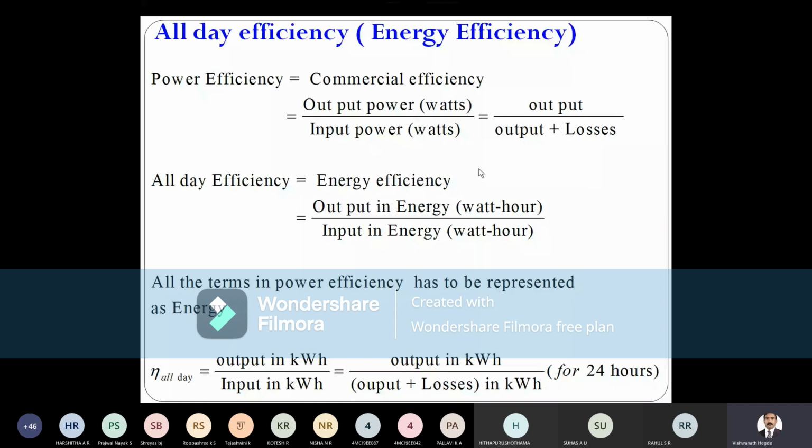So all day efficiency is output in kilowatt hour divided by input in kilowatt hour. So that is output in kilowatt hour divided by output plus losses in kilowatt hour. Output is also in kilowatt hours. Losses are also in kilowatt hours. Please remember, it's not in watts. Watt hour. Many times some students will commit that mistake. Output, they will keep it in energy. Losses, they will keep it in watts. No, that is not permitted.